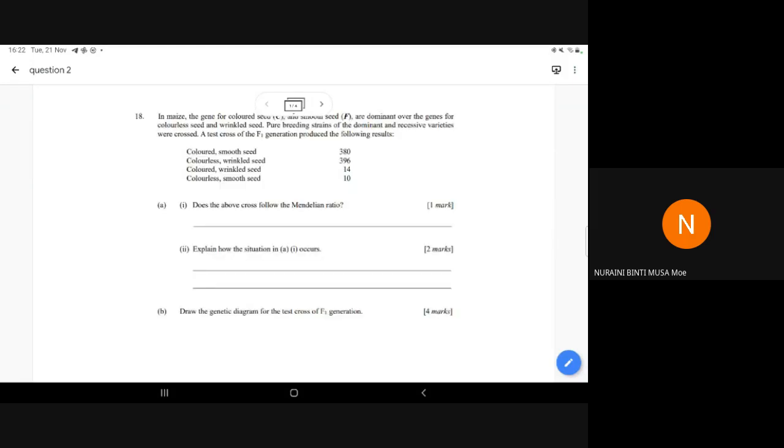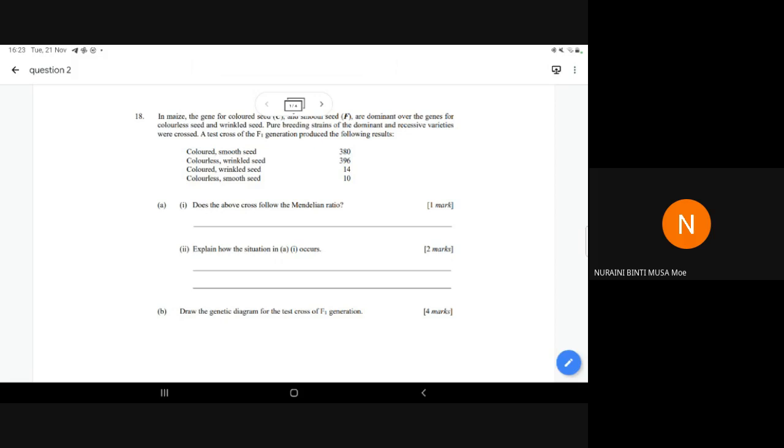Right. Okay, so this looks like the same question, right? But this is a whole different set of answers compared to the previous question. Kenapa? Let's keep the question first. In maize tu jagung, the gene for colored seed C besar and smooth seed F besar are dominant over the genes for colorless seed and wrinkled seed. Pure breeding strain of dominant and recessive varieties were crossed, and a test cross of the F1 generation produce the following results. Okay. Apa yang dia merepek kat sini?